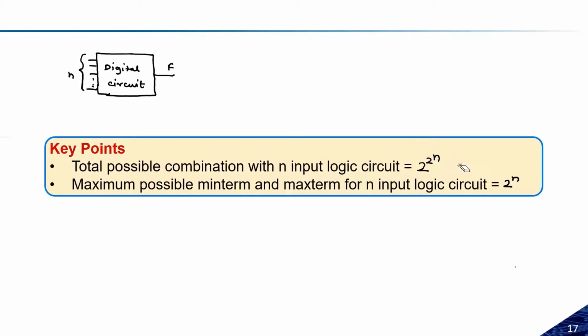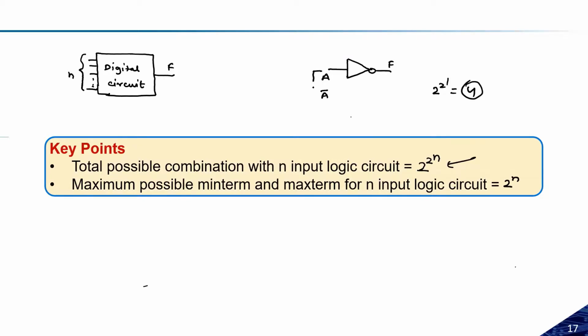So suppose I have an inverter circuit. If I have an input A and output F, then I can have two possibilities, A or A bar. Okay, so I have only these two possibilities. But based on this formula, what we wrote here, the total possible combinations could be 2 to the power 2 to the power 1, which means it is giving 4 possibilities.